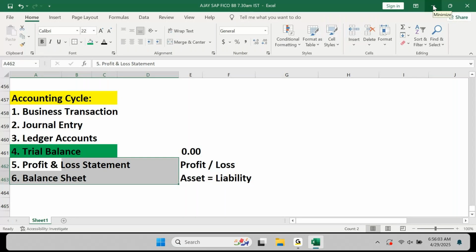To prepare P&L, to prepare balance sheet, are you dependent on journal entry, or on ledger account, or on trial balance? Trial balance. You are dependent on trial balance. Based on the trial balance, you will prepare P&L. If you still find something is wrong in my TB, only then you will go to ledger account or you will go to journal entry. Otherwise, TB will give you sufficient information.